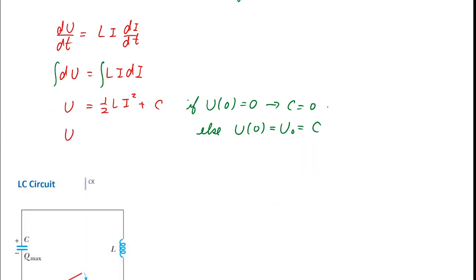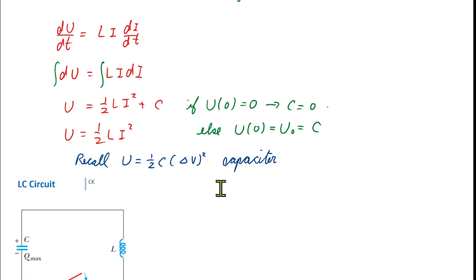So this U is equal to 1/2 Li squared, which is generally the amount of energy that is stored in an inductor. Let's recall a little bit. What was the energy stored in a capacitor? 1/2 C delta V squared. Okay, so that, as a review, is a capacitor. So we have energy stored in a capacitor as well as the inductor now. So far so good?